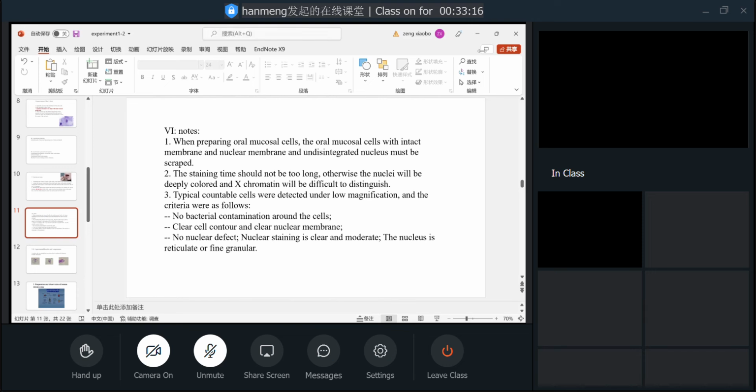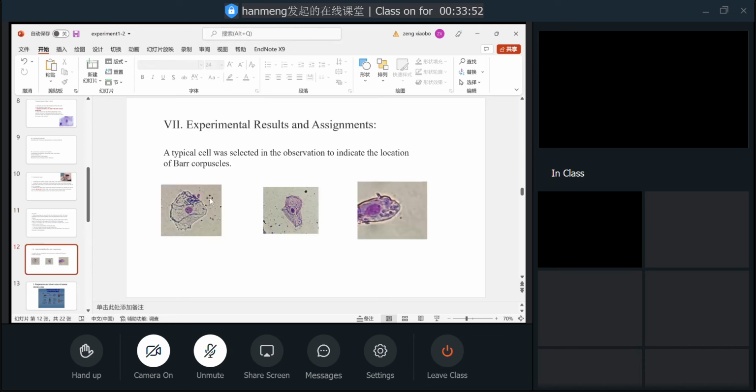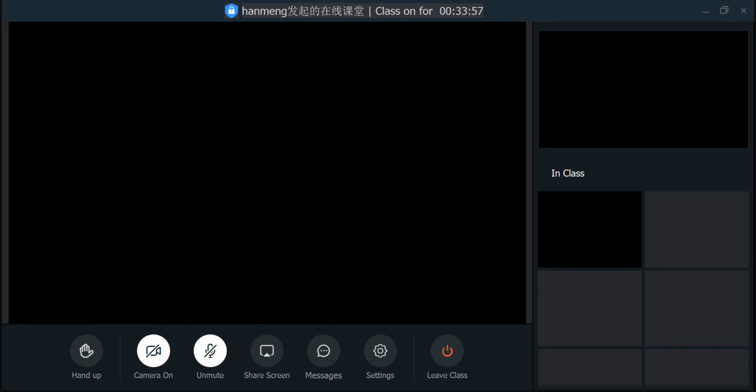Here are the last notes. The countable cells were detected under low magnification. The criteria were as follows: no bacterial contamination around the cells, clear cell contour and clear nuclear membrane, and no nuclear defect. Finally, I took pictures for you with these three.